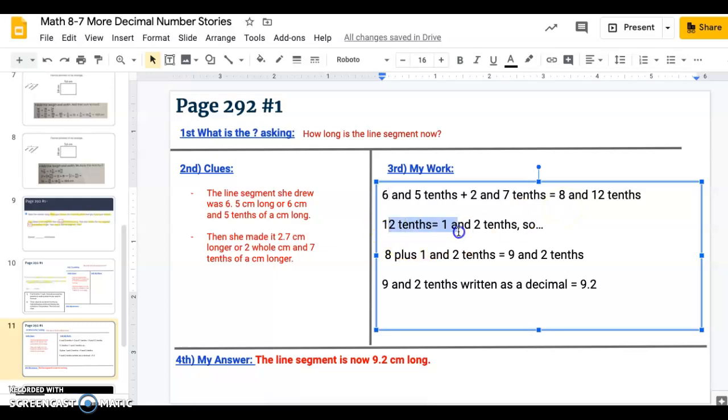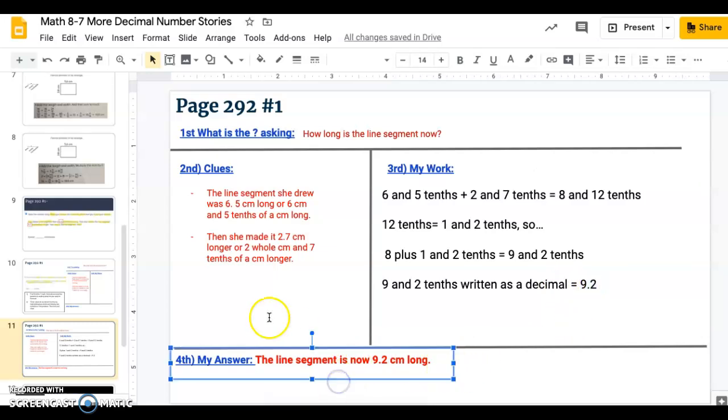Yeah, because 12/10 here is equal to 1 whole centimeter and 2 more tenths of a centimeter. So I take that 8 centimeters, because 6 plus 2 was 8, plus 1 and 2/10 centimeters, since I know that 12/10 is equal to that, and I get 9 and 2/10. 9 and 2/10 written as a decimal is 9.2. So what is my answer? Well, if I have a complete answer, the line segment is now 9.2 centimeters long.